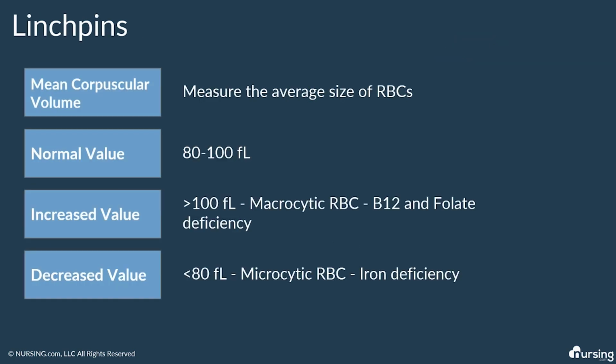Let's take a look at our linchpins. The mean corpuscular volume, MCV lab, measures the average size of red blood cells. They should range in size between 80 and 100 femtoliters. If it's bigger than that, the red blood cells are huge, and that is going to indicate a B12 or folate deficiency. If they're small or really tiny red blood cells, we have an iron deficiency, therefore not allowing for those red cells to be formed as easily.